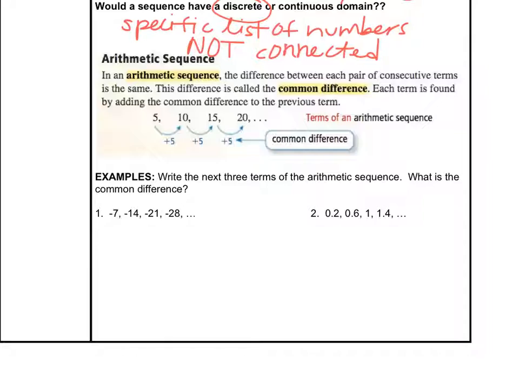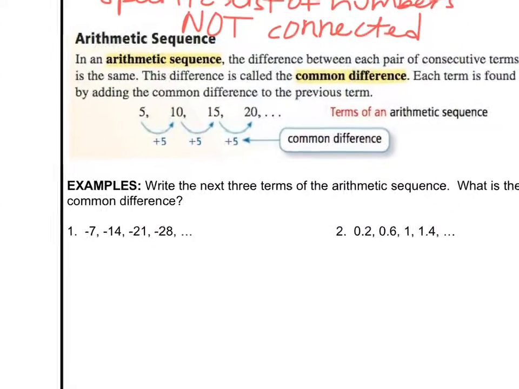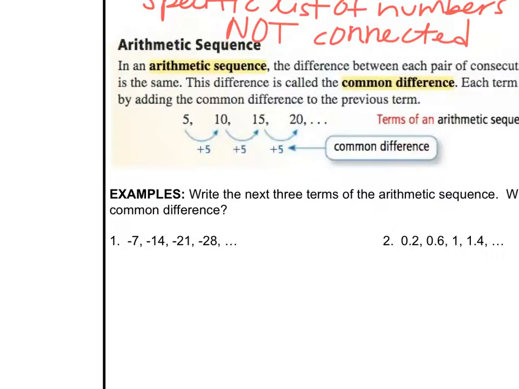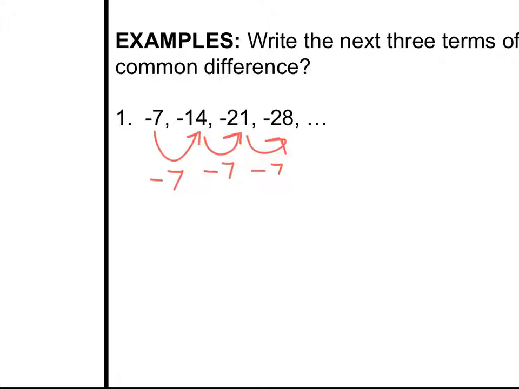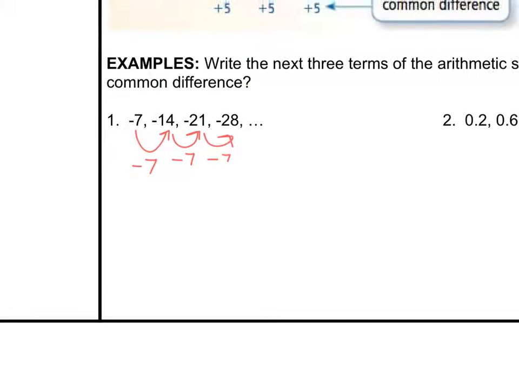Okay, write the next three terms of the arithmetic sequence. What is the common difference? So these are kind of like linear functions. They're just not connected. It's a sequence, not a linear function. From -7 to -14, please say it out loud. What happens? Thank you. Subtract 7. So it subtracts 7, subtract 7. You need to write the next three terms of the sequence.